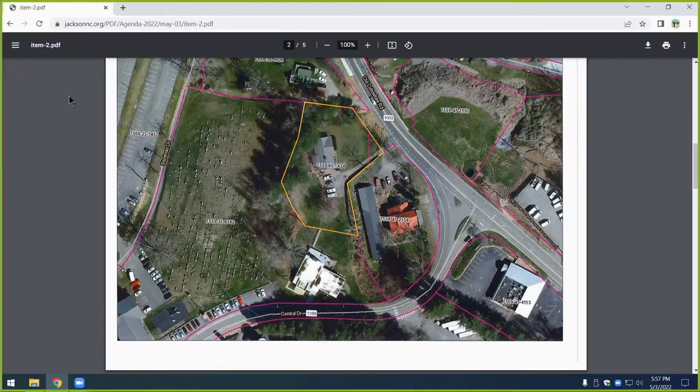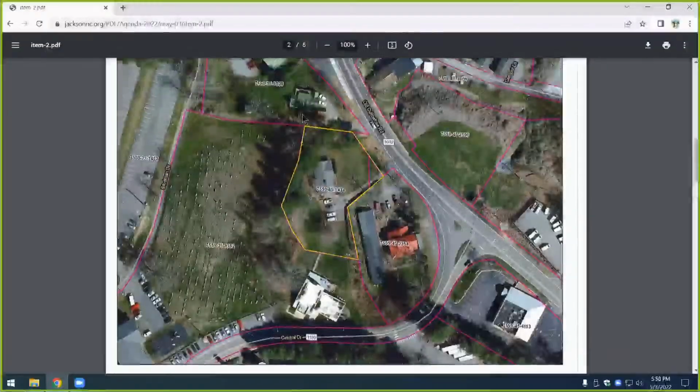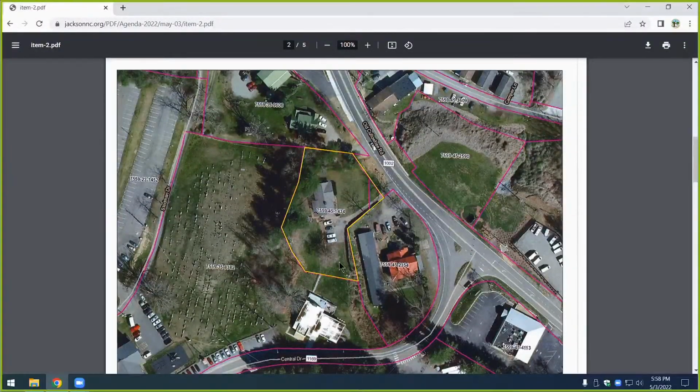Now, remind me where this is, Anna, please. So this is right off of Old Cullowhee Road. I see the cemetery. Yeah, the bottom right corner is the old restaurant down there. Yes. So it's off of Old Cullowhee Road and was formerly used as the parsonage for Cullowhee Baptist Church until their change in property ownership.